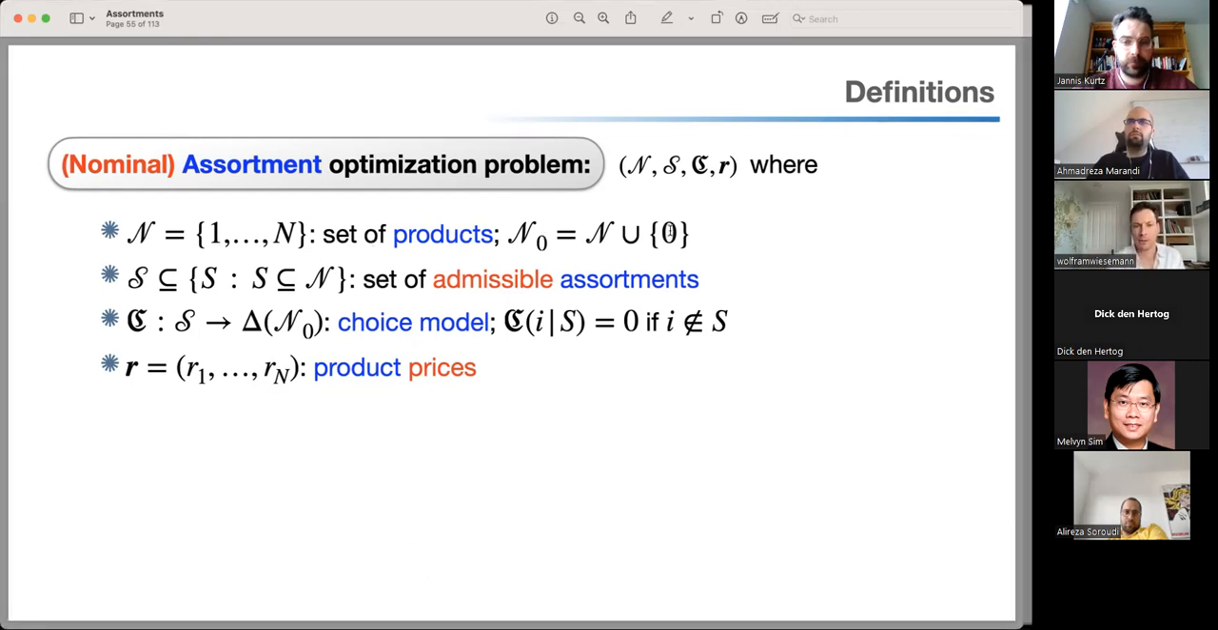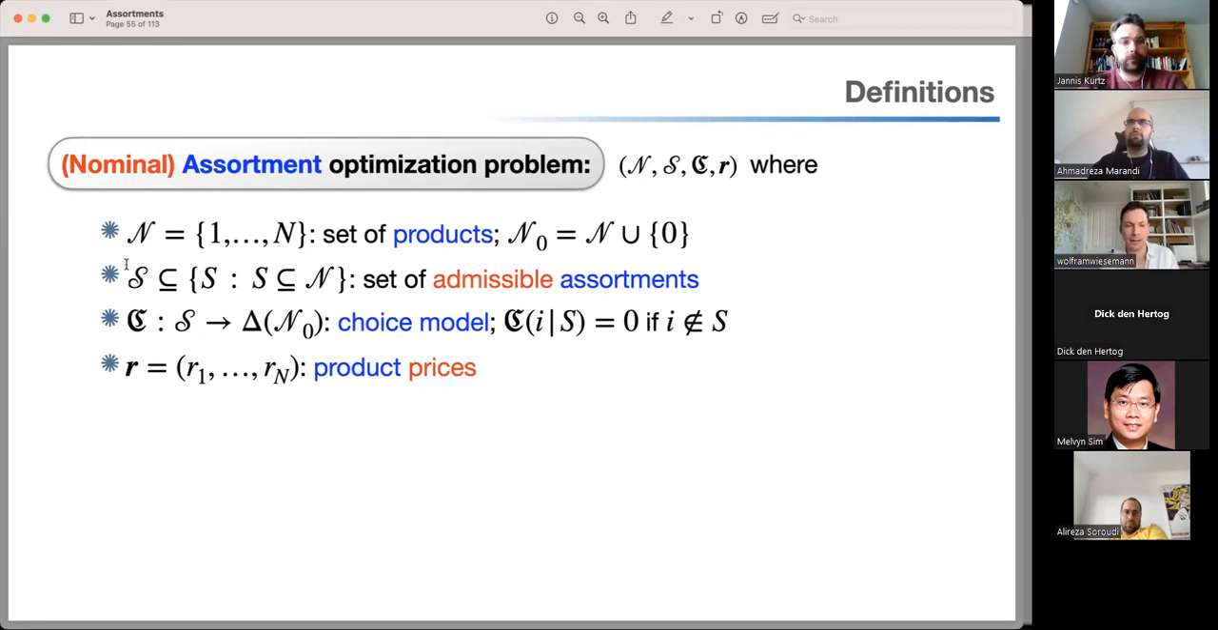And sometimes I will make use of the designated product 0, which is the outside option, the customer leaving our store. We then have a set S of admissible or feasible assortments. Those are basically the assortments that we're allowed to show. Mathematically speaking, the set S is a subset of the power set of N, the set of all subsets of N. We call an assortment optimization problem unconstrained if S is exactly the power set of N. Otherwise, we call the assortment problem constrained.